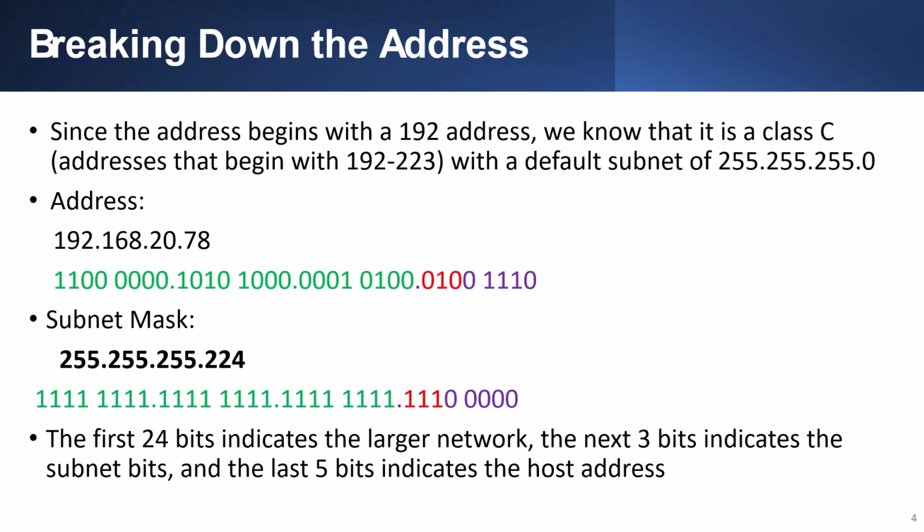Since the address begins with 192, we know that it's a Class C. Addresses that begin with 192 through 223 have a default subnet mask of 255.255.255.0. The 192.168.20.78 address and subnet mask binary conversions are shown on the screen. The first 24 bits indicate the larger network, the next 3 bits indicate the subnet bits, and the last 5 bits indicate the host address.